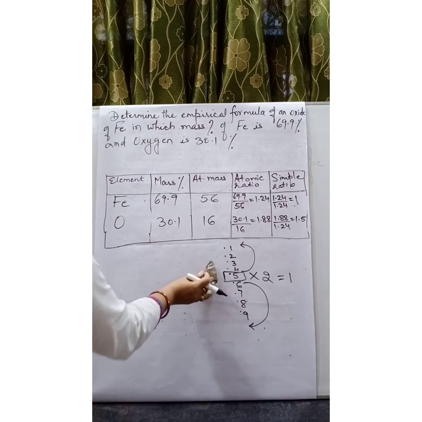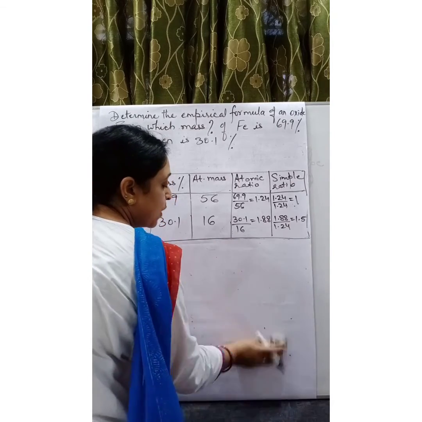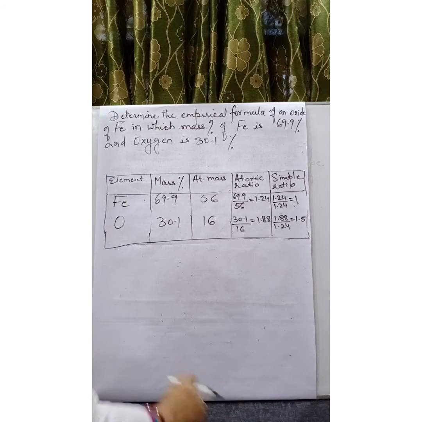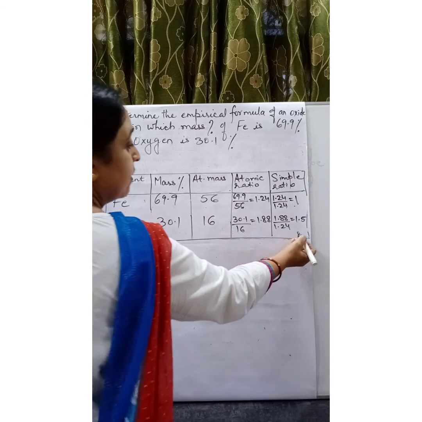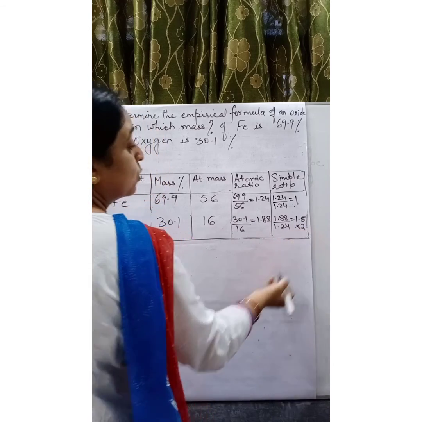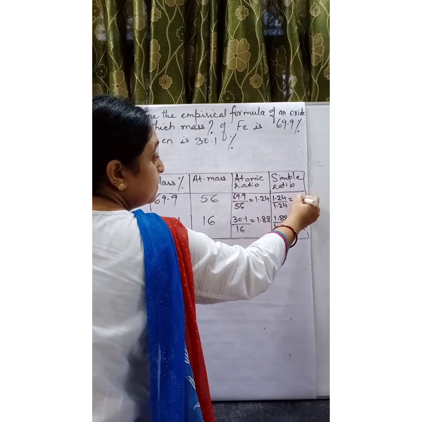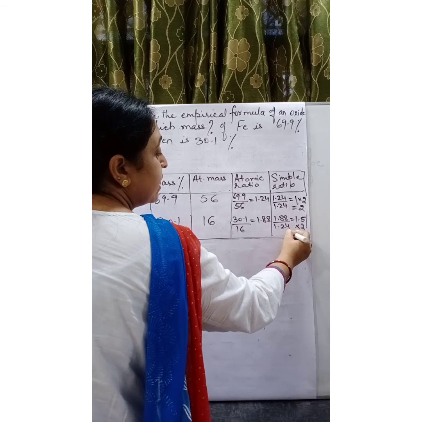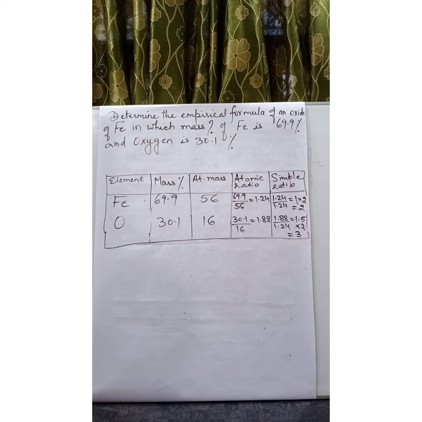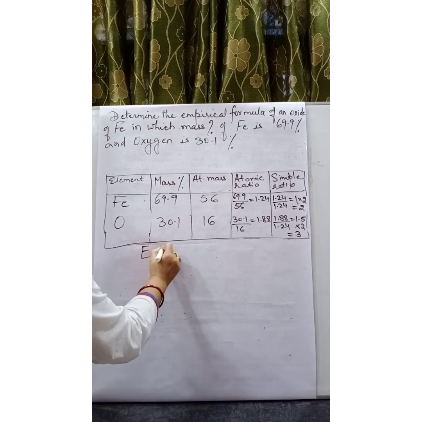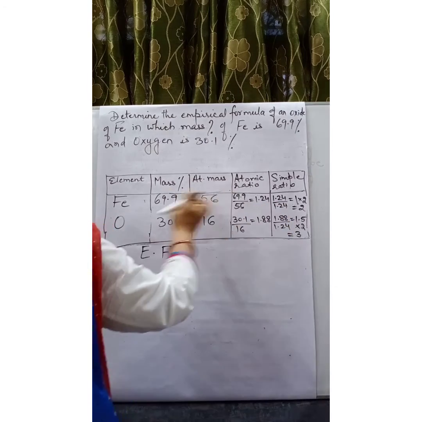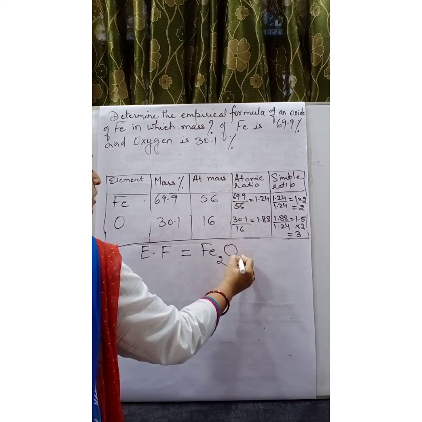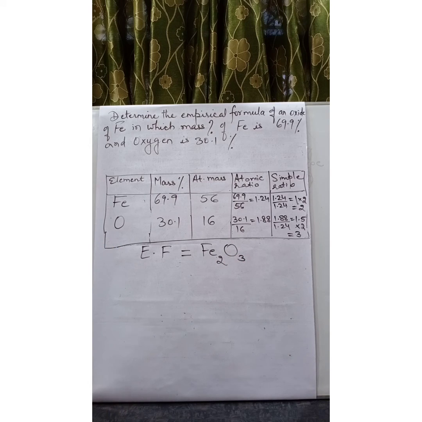Keep this in mind. Less than 0.5, we round off to the previous number. More than 0.5, we round off to the next number. But when we get 0.5, we multiply this by 2. So to keep the ratio equal, we multiply the other one also by 2. So now here it is 2, and when you multiply this, it becomes 3. So we can write the empirical formula: how many atoms of iron? Fe2. How many of oxygen? O3. This is your empirical formula.